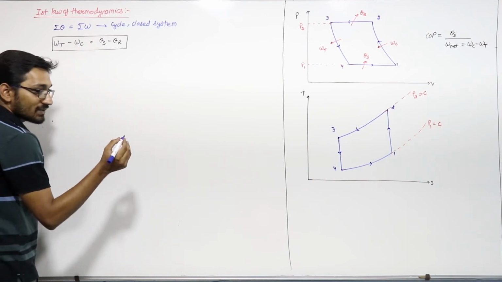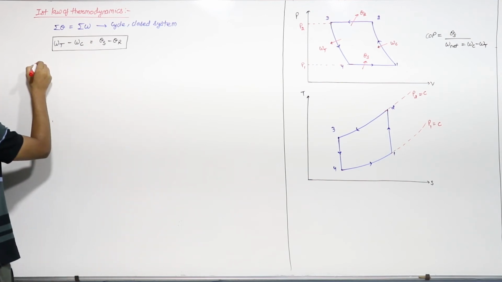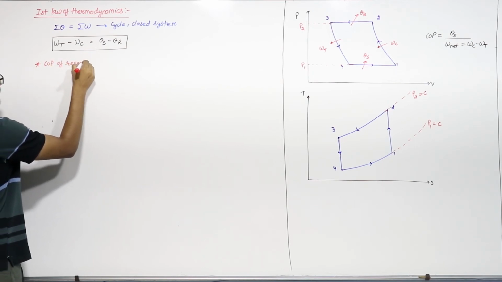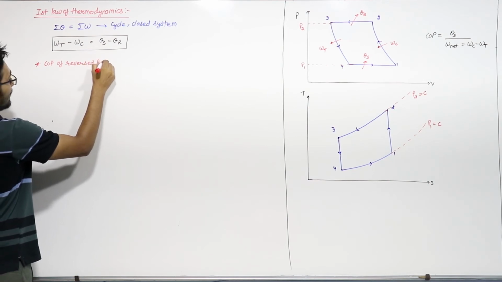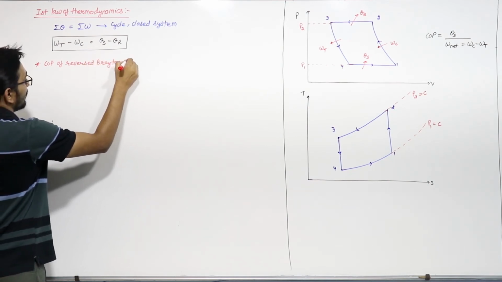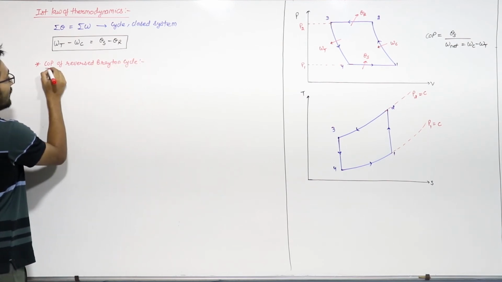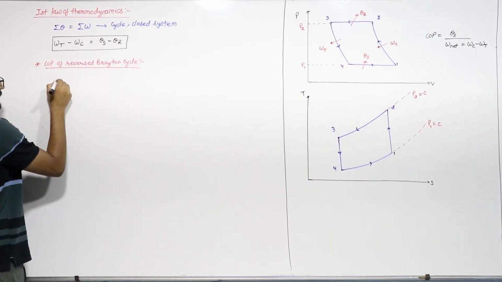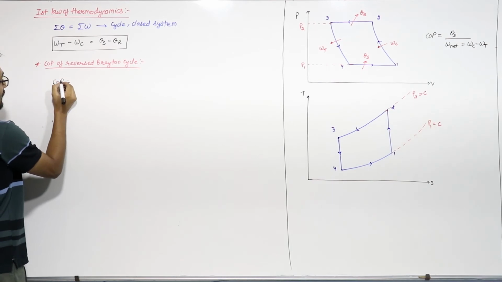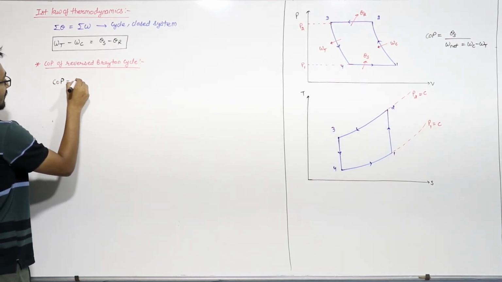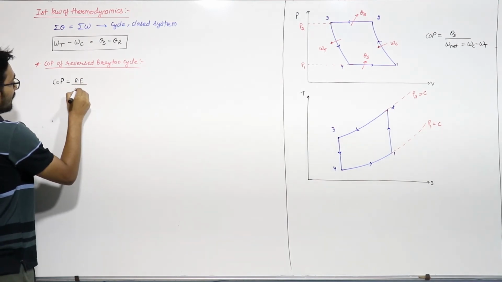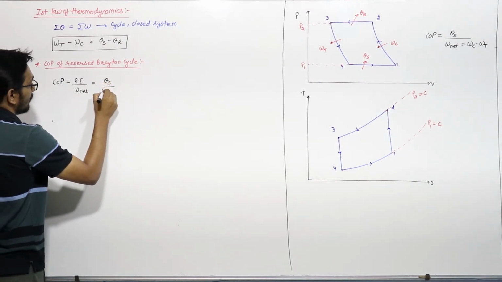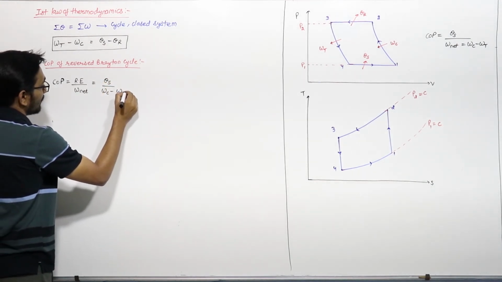Now we have to find the COP of the reverse Brayton cycle. Just pay attention here. We have to derive the equation for COP. COP is the refrigerating effect divided by net work. This will be equal to the heat supply upon WC minus WT.